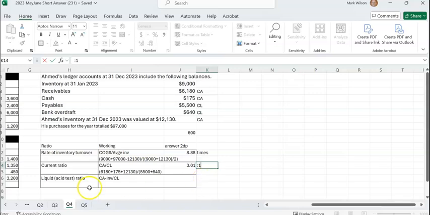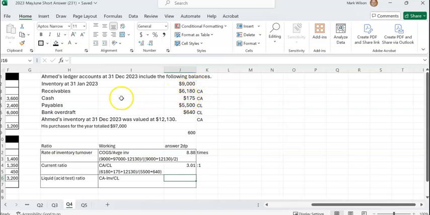That makes sense, eh? You've got $3.01 for every dollar of current liability, so more money than we have to pay out. Although I'll be a little bit concerned we've got a bank overdraft. So probably we need to turn some of this inventory and accounts receivable into cash to help pay for that.